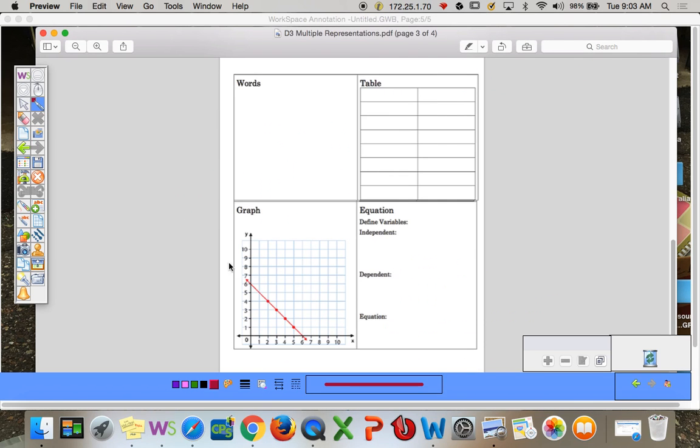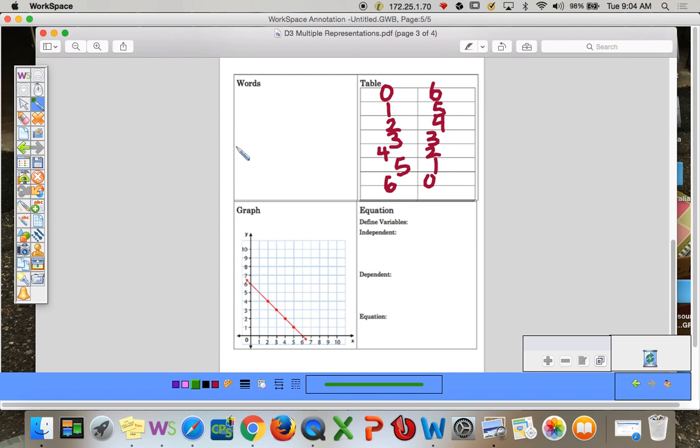So the graph, it starts at 6 and it goes down 1. So I'm going to say at time 0, that starts at 6. At 1, it's now at 5. At 2, it's at 4. At 3, it's at 3. At 4, it's at 2. At 5, it's at 1. And at 6, it's at 0.